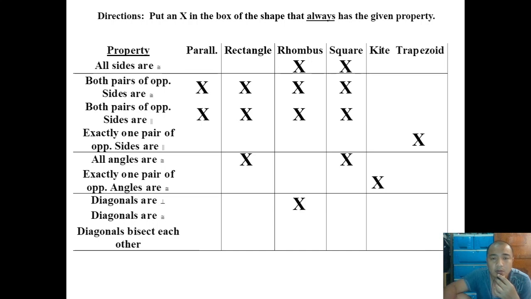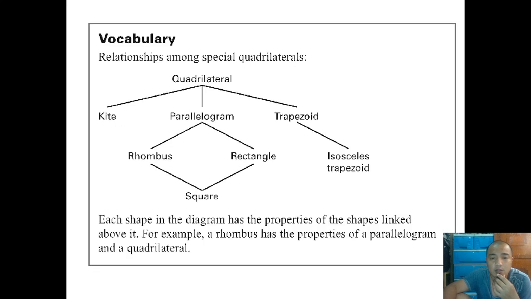Diagonals are perpendicular. Rhombus and square. Diagonals are congruent. Also kite. Diagonals are congruent: rectangle and square. Diagonals bisect each other: parallelogram, rectangle, rhombus, square.